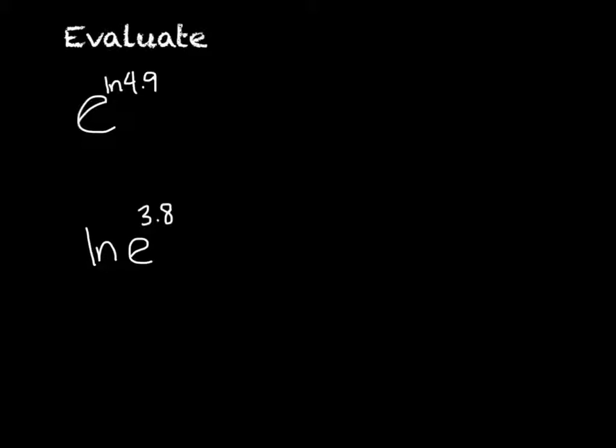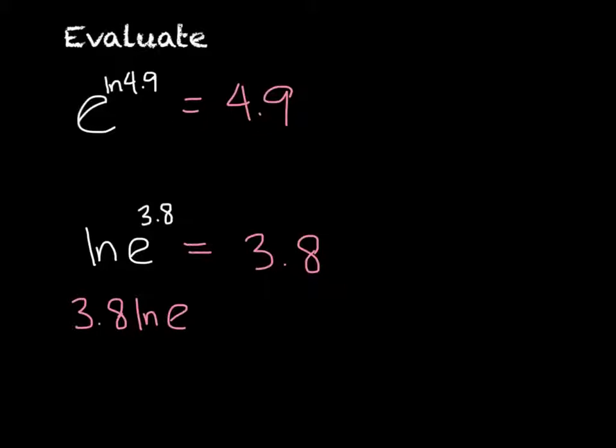Evaluate e to the power of ln 4.9. Here we have the inverse property of logarithms, so that tells us that our answer is just equal to 4.9. Evaluate ln of e to the 3.8. Again, using an inverse property of logarithms, we can simply say that this is equal to 3.8. Another way to see this is using the power rule. We can bring down 3.8, leaving ln of e, and since ln of e is just equal to 1, we just have 3.8 times 1, which is the same thing as what we found using the inverse rule.